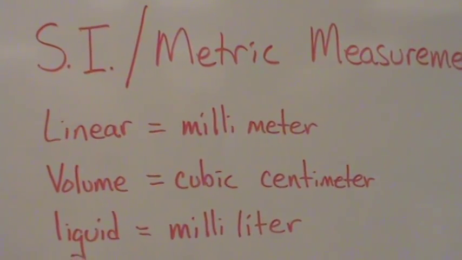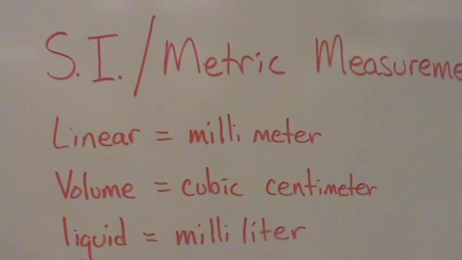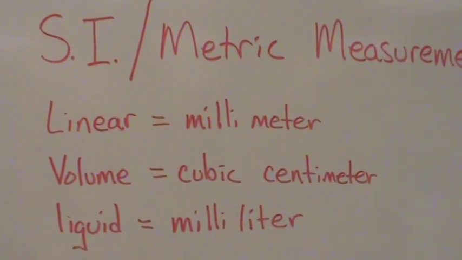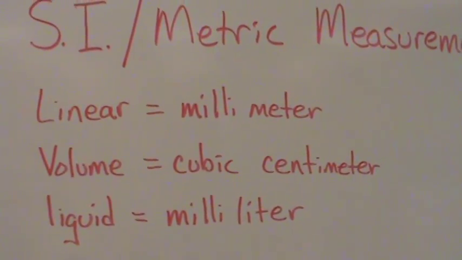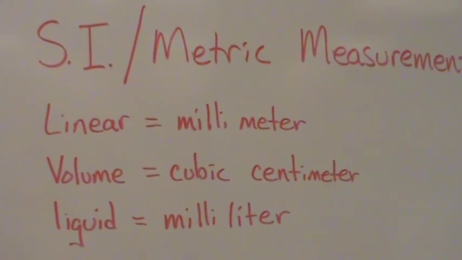Now, in the science lab, we're going to be using what is called SI. SI is French. It comes from the Système International d'Unités, or SI, System International. We commonly call it the metric system in our schools in America.